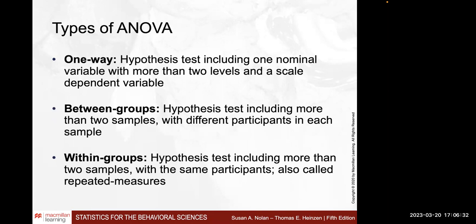Then we have three different types of ANOVA. Well, it's not types of ANOVA. It's basically the nomenclature, how you label this. So one-way basically means that the hypothesis test only includes one nominal variable with more than two levels and a scale-dependent variable. If you have a two-way ANOVA, you have two nominal variables with more than two levels. So you're substratifying again. But we are not getting to that. Just know that the nomenclature basically indicates the number of nominal variables that are being used for the independent variables, in case there's one or more.